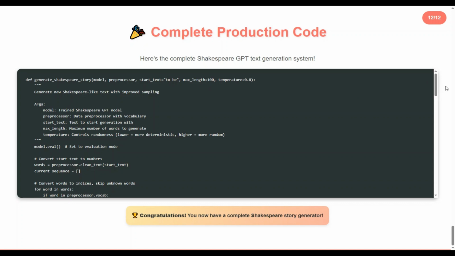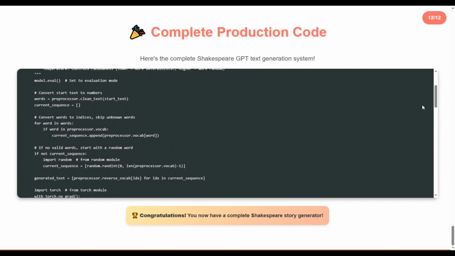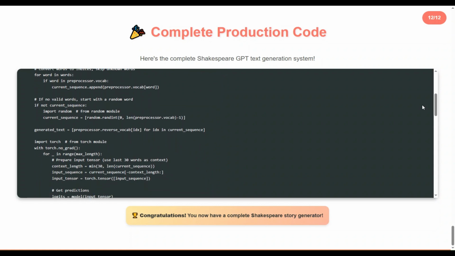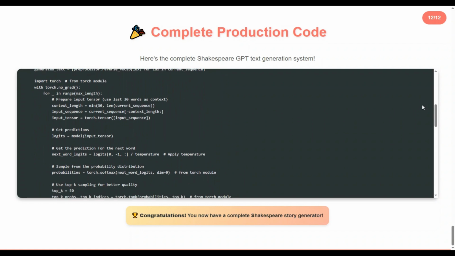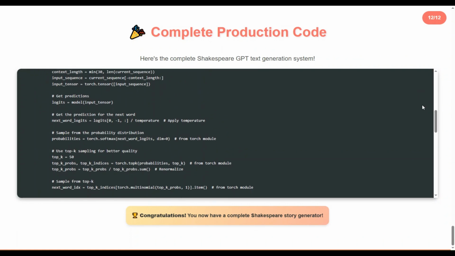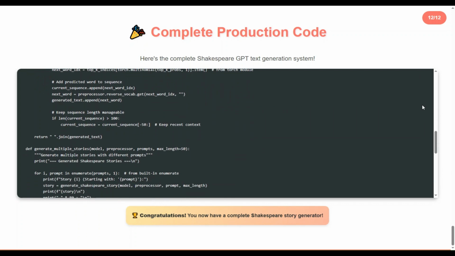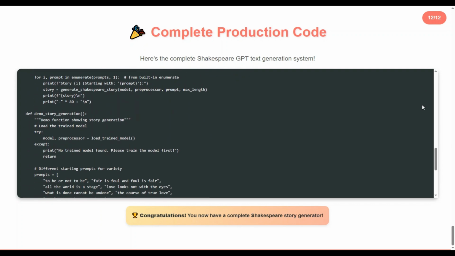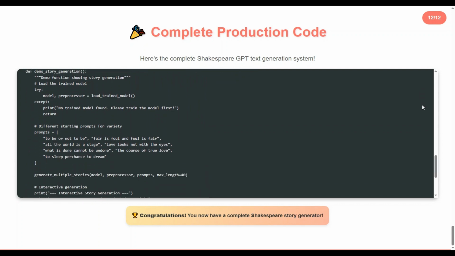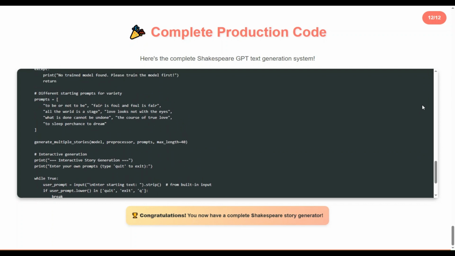And here it is, our complete Shakespeare story generator. Look at everything we've built together. Intelligent text processing, smart error handling, advanced AI prediction, quality sampling, and user-friendly interaction. This isn't just code. It's a creative writing assistant that understands one of history's greatest writers. Every function works together like instruments in an orchestra, creating something beautiful and functional. From converting text to numbers through AI prediction loops to generating multiple creative stories, you now have a production-ready system that can create infinite Shakespeare-inspired content.